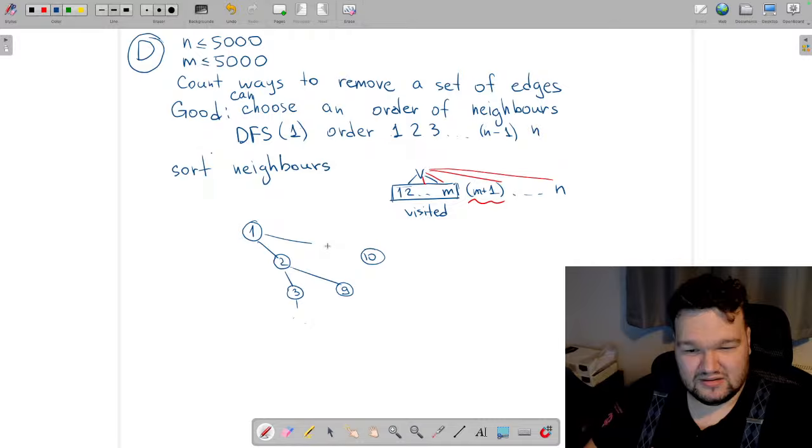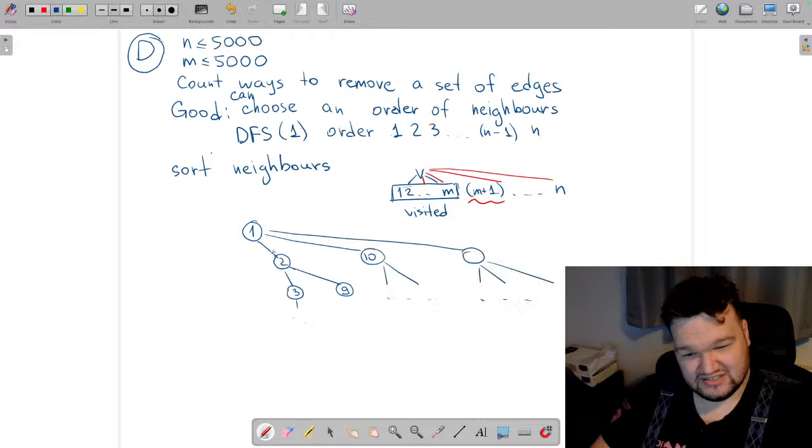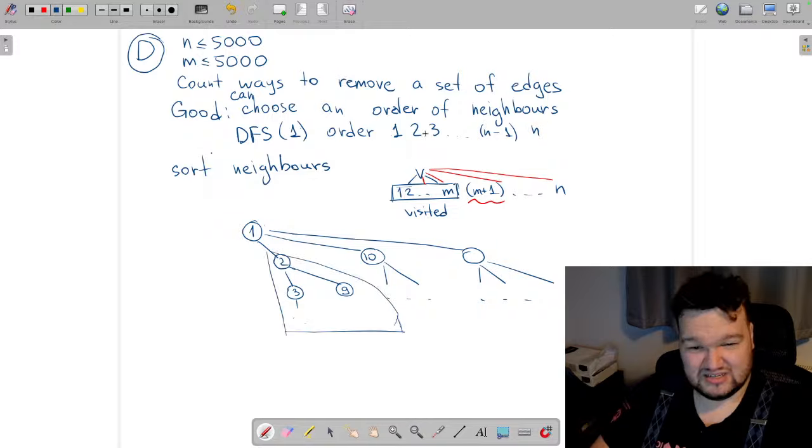So this should be our DFS order, and we can see that every subtree in our DFS tree must be a subsegment of the DFS order. And let's say that the segment is from L to R, then L is the root of the subtree.